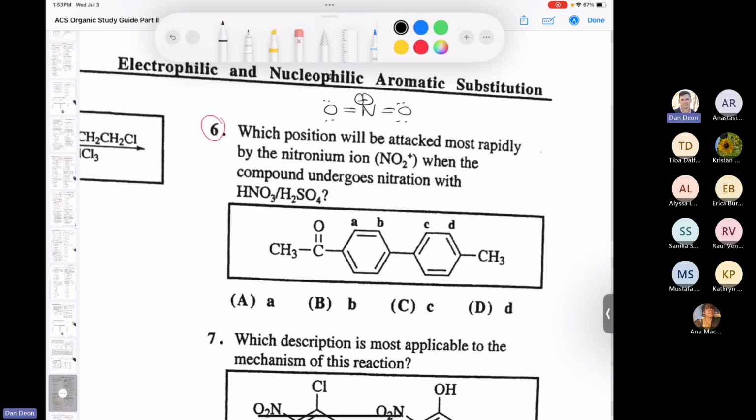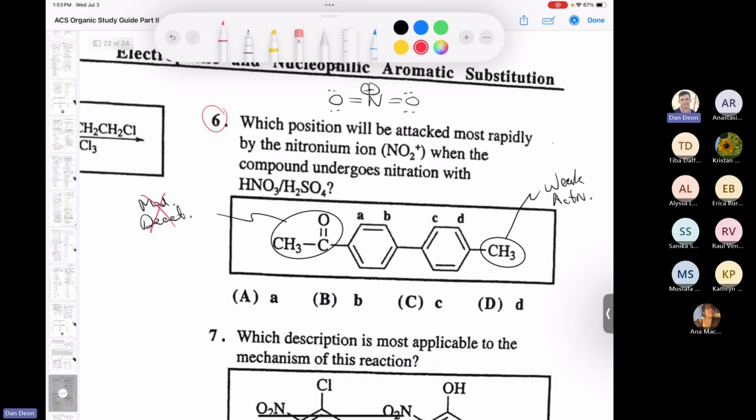Well, if we look at each one of these substituents, if we look at the acyl group here, we know that this is a moderate deactivator. Okay, and then if we look at the methyl group, we know that this is a weak activator. So who's going to win? Well, the activator is going to win over the deactivator. So we'll just cross this guy out and say, well, it's going to be based off of the weak activator.